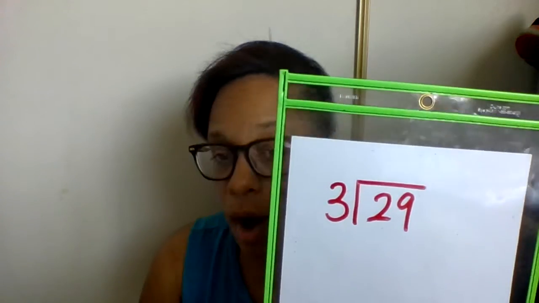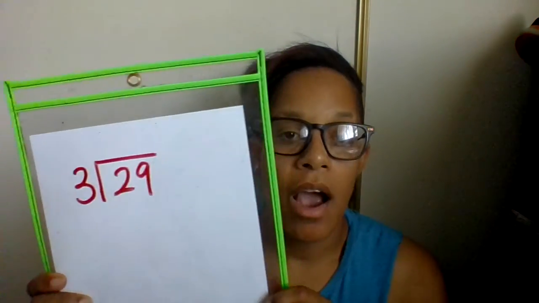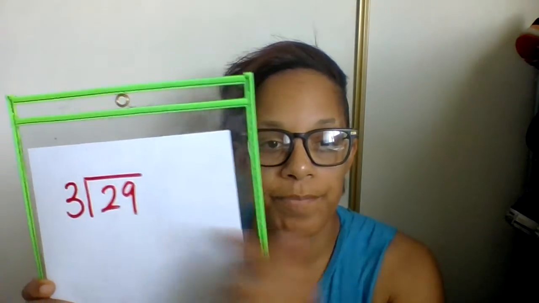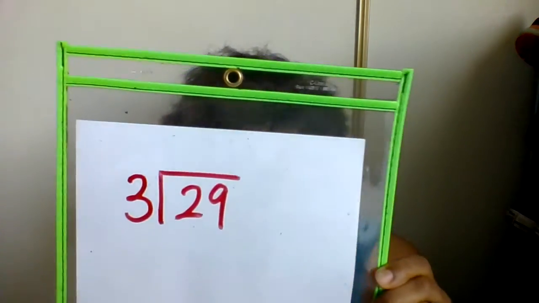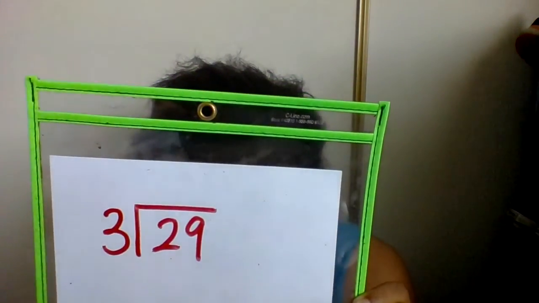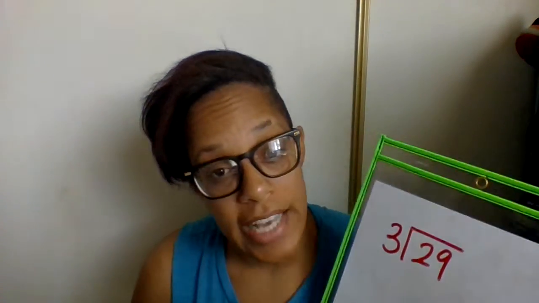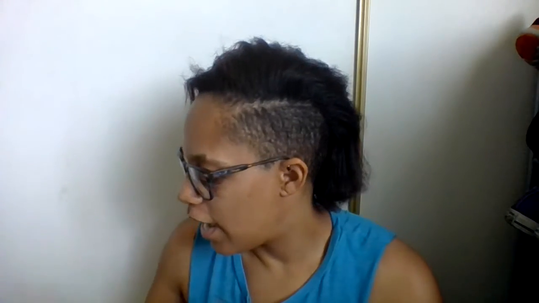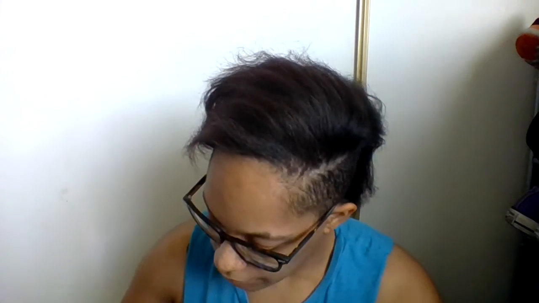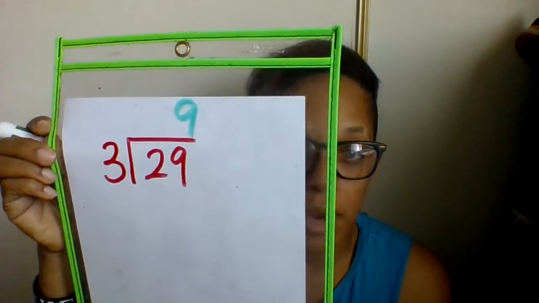So how many 3s are in 29? If you were to sing the 3 song or count by 3s using your fingers, how many 3s can you get out of 29 things? Did you say 9? Hopefully you said 9. So if I were to complete the problem like we have been practicing, we just divided and we got 9 groups of 3 out of 29.